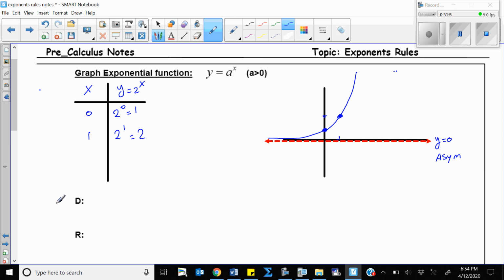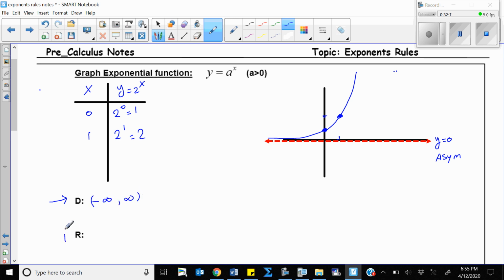Let's find the domain. We know that domain is always about the x values. That means I need to move from left to right. As I move from left to right, I see that the graph is covering all the x values. It's always defined for all the x values, and we don't have any limits here. So the domain is -infinity to infinity.